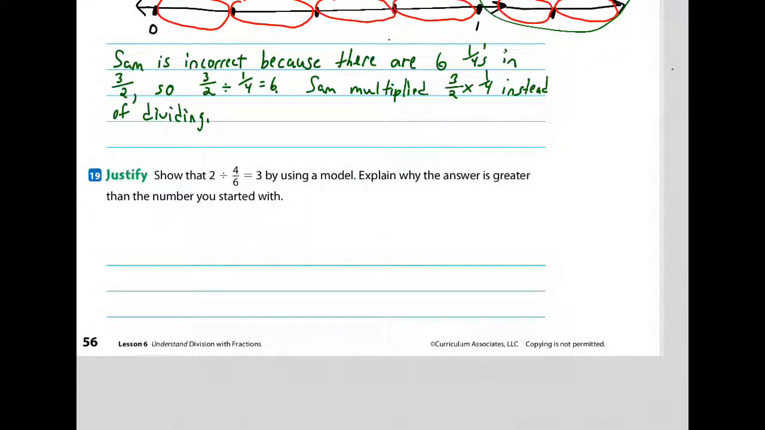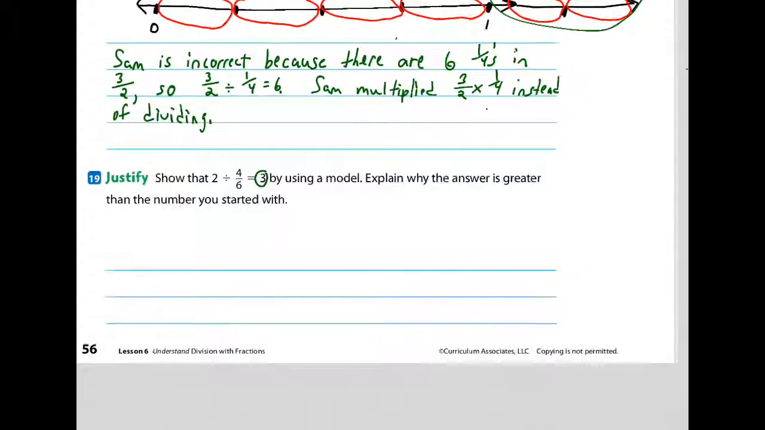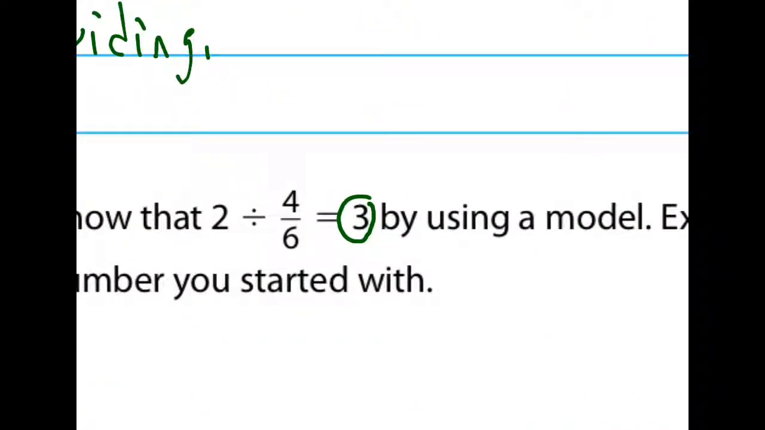19 says, show that 2 divided by 4/6 equals 3 by using a model. Explain why the answer is greater than the number you started with. So we want to know why the quotient 3 is greater than the number you started with. And by the way, that's the dividend right there. And that's the quotient.